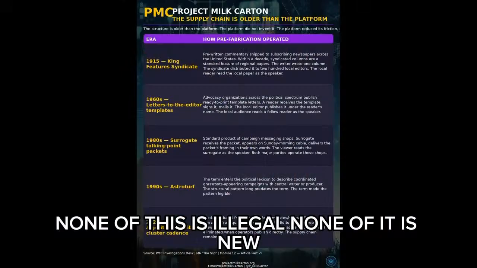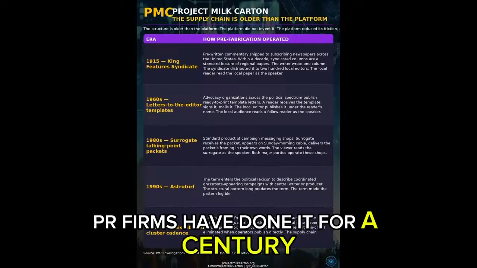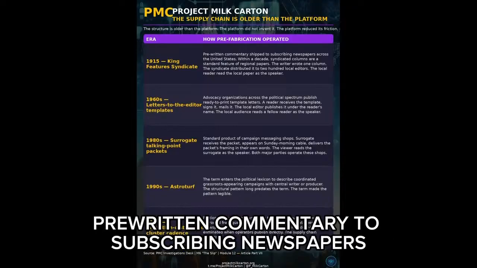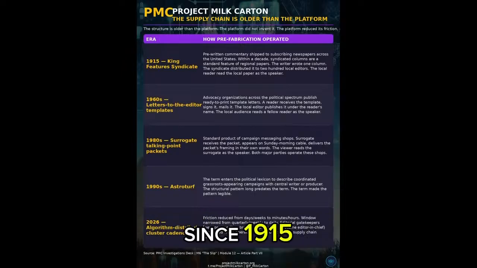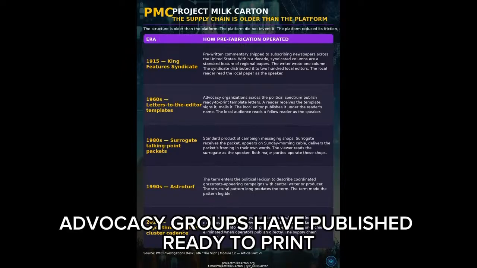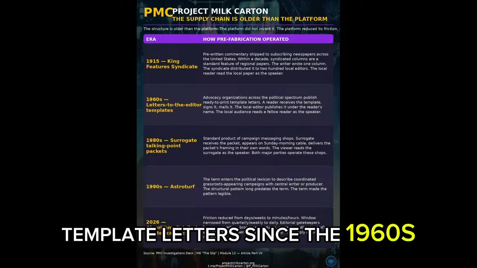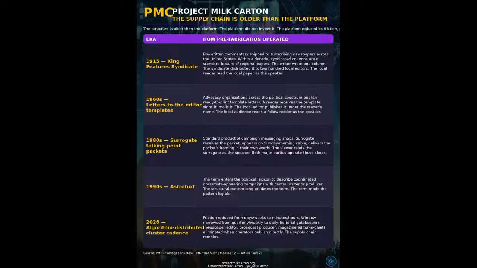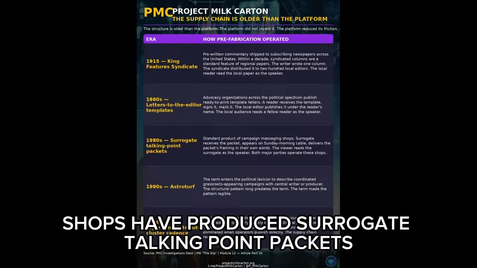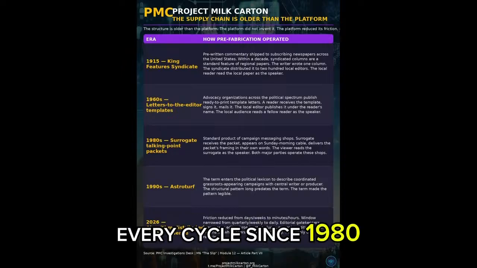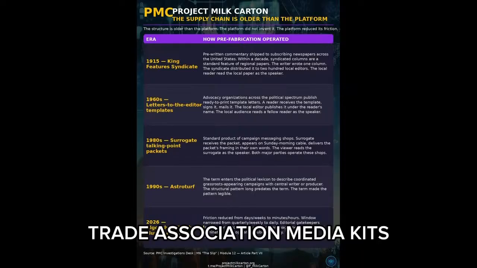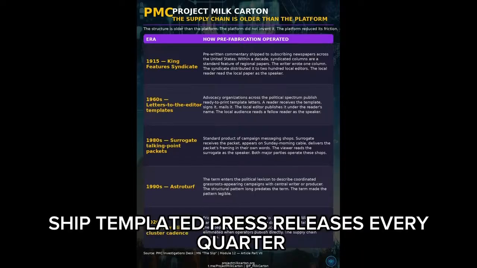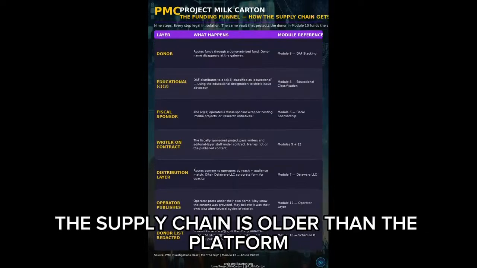None of this is illegal. None of it is new. PR firms have done it for a century. Op-ed syndicates have shipped pre-written commentary to subscribing newspapers since 1915. Advocacy groups have published ready-to-print template letters since the 1960s. Campaign messaging shops have produced surrogate talking point packets every cycle since 1980. Trade association media kits ship templated press releases every quarter. The supply chain is older than the platform.